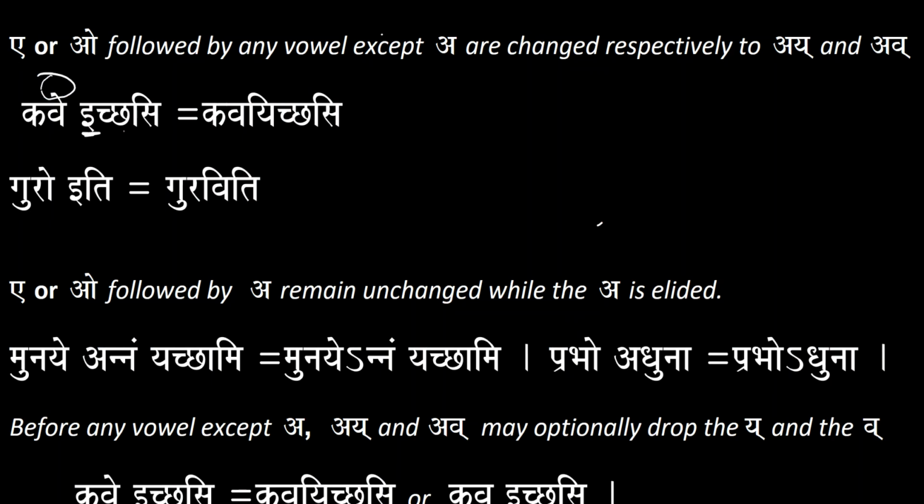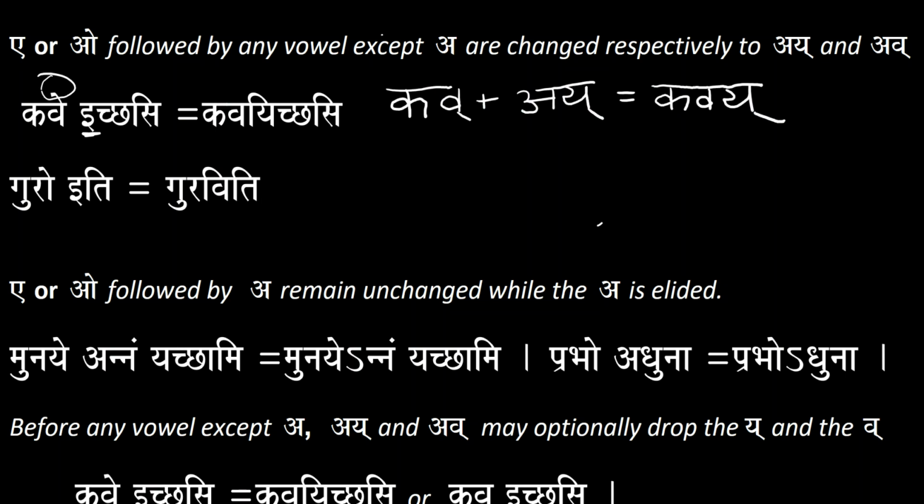So kave ichasi becomes kavay ichasi, because when you're taking away this e, okay, because it's followed by a vowel except a, which is i in this scenario, you're taking away the e, that turns into kav with a half va, because you're taking away the vowel. This va is incomplete. Plus ay, okay, because that e becomes an ay, so kav plus ay becomes kavay, and then you're adding this on to ichasi, and that combines to become kavay ichasi.